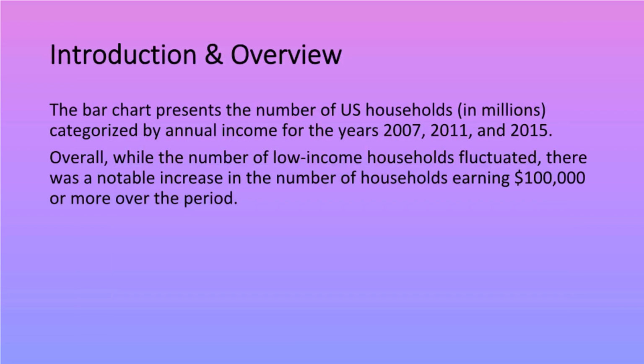The bar chart presents the number of US households, in millions, categorized by annual income for the years 2007, 2011, and 2015. Overall, while the number of low-income households fluctuated, there was a notable increase in the number of households earning $100,000 or more over the period.